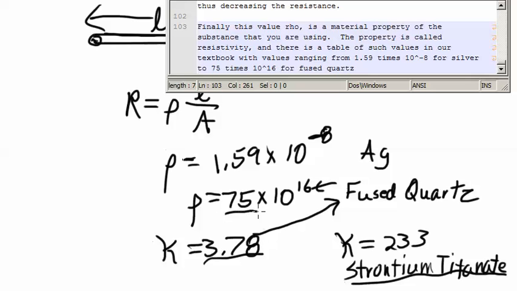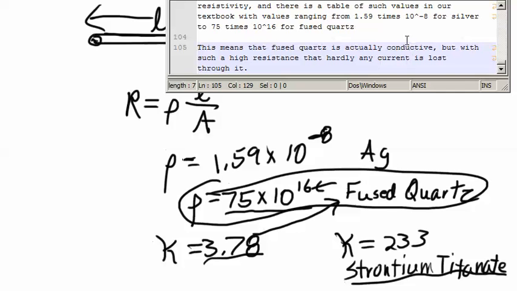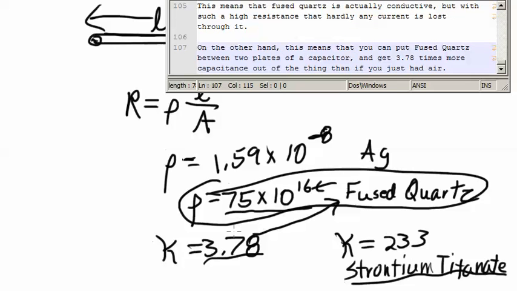This means that fused quartz is actually conductive, but with such a high resistance that hardly any current is lost through it. On the other hand, this means that you can put fused quartz between two plates of a capacitor and get 3.78 times more capacitance out of the thing than if you just had air.